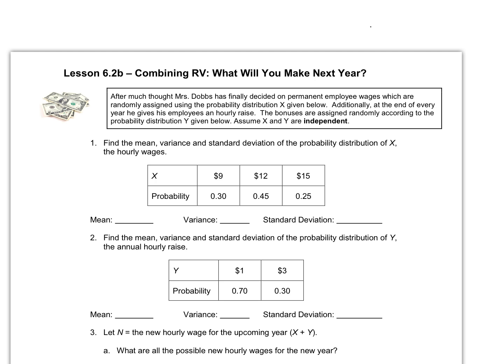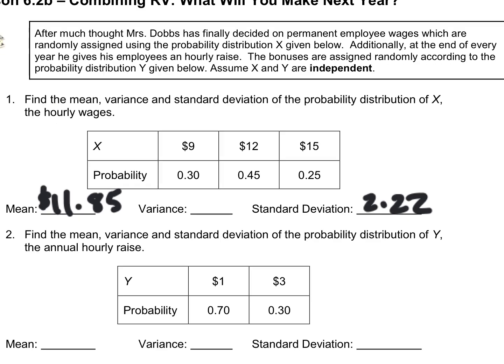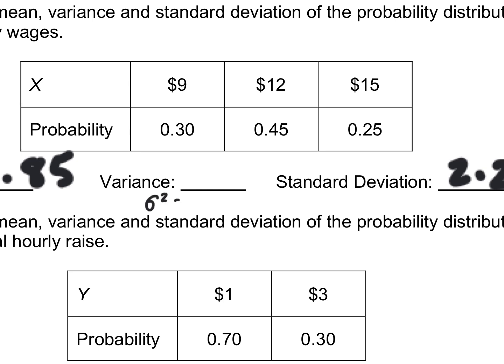Hit enter. And I found the mean to be 11.85. And the standard deviation is 2.22. Now, do you remember what variance is? Good, yeah. Variance is just the standard deviation squared. All right, so it's 2.22 squared, 4.93.